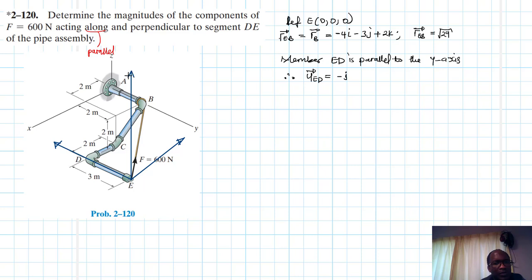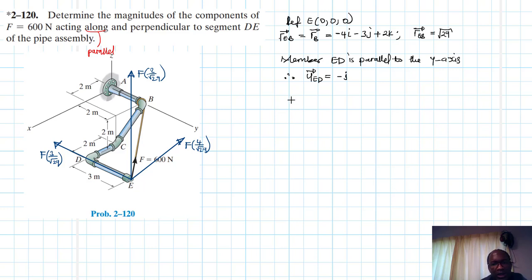Alright, and if I was to label this, this is F times the run in this direction, which is 4 divided by root of 29, and this one is F times 3 divided by root of 29, and this is F times 2 divided by root of 29.